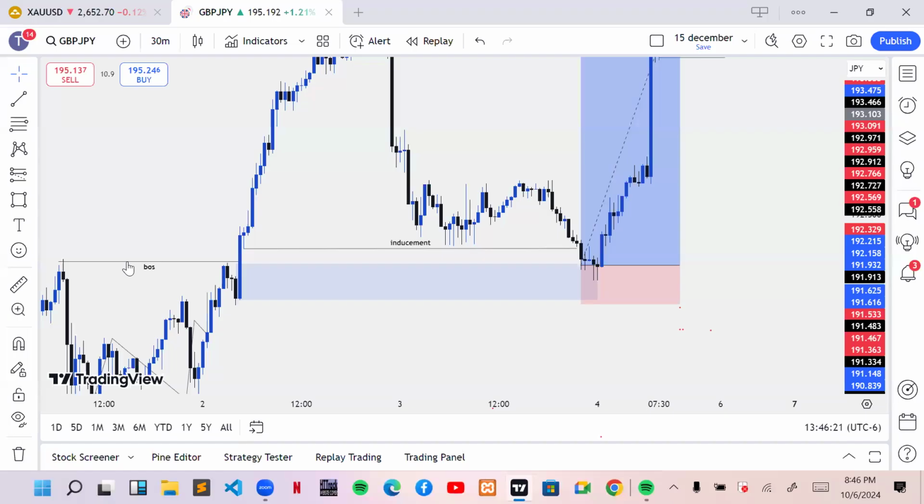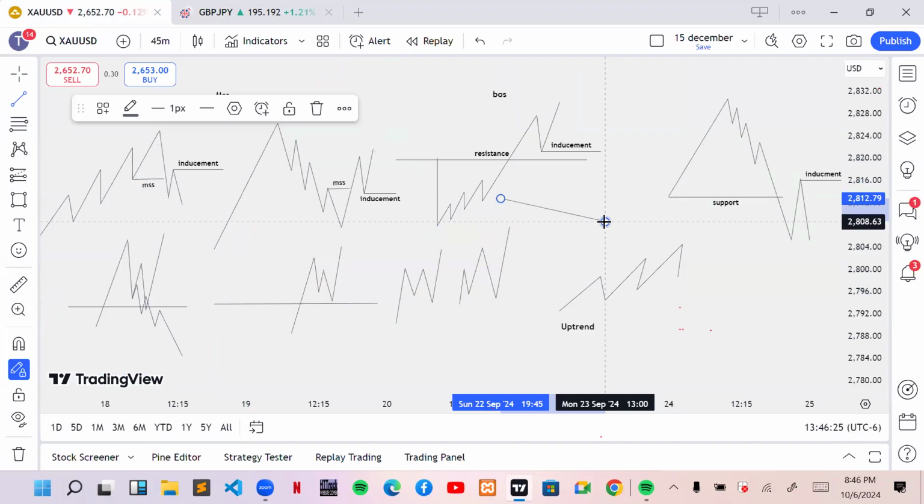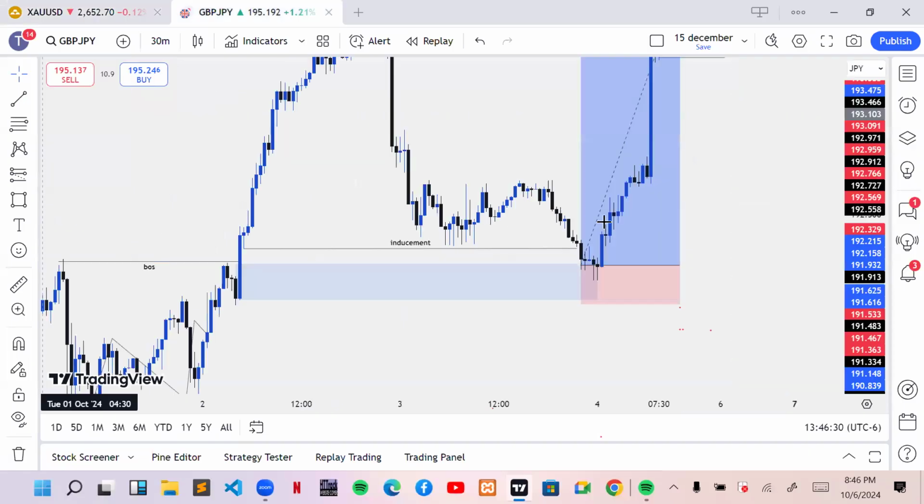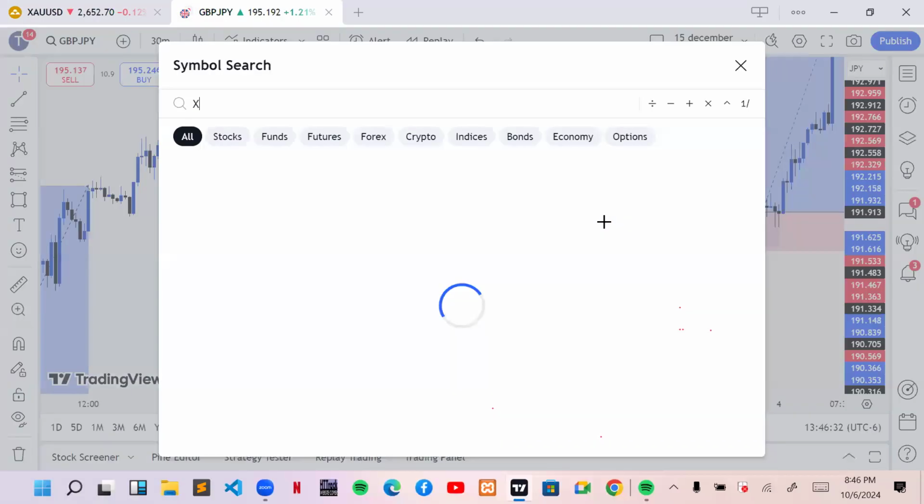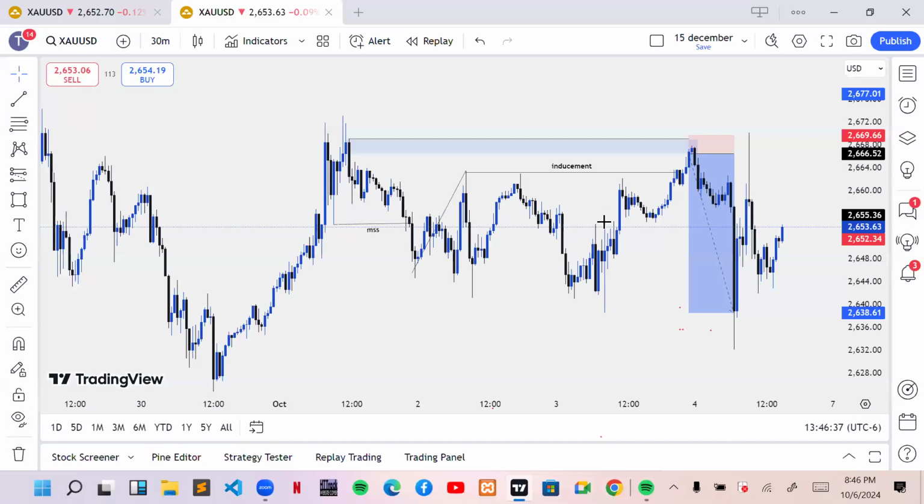I've gotten my inducement right here. Same thing as this gold. I've gotten my gold. So for gold, I've gotten my market structure shift right here. I've gotten my inducement right here.